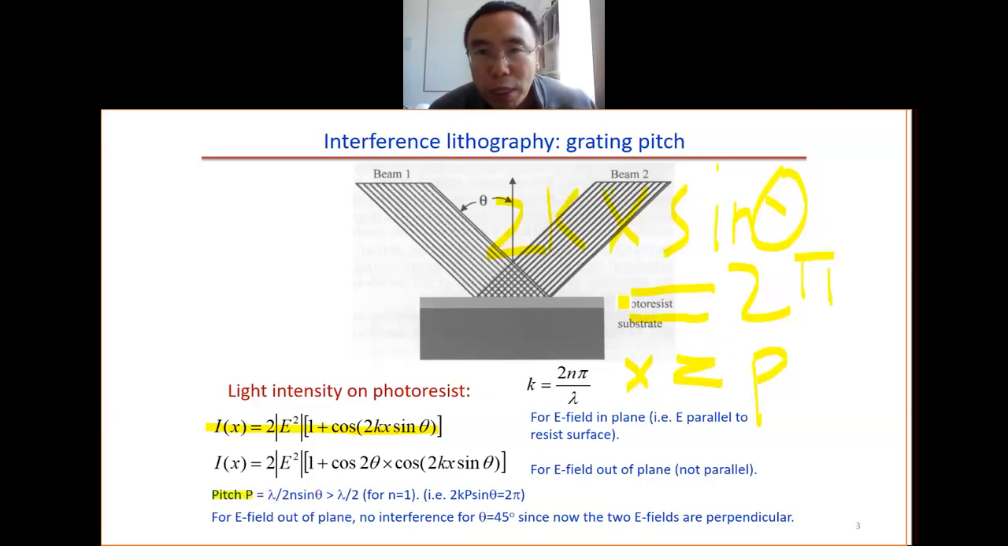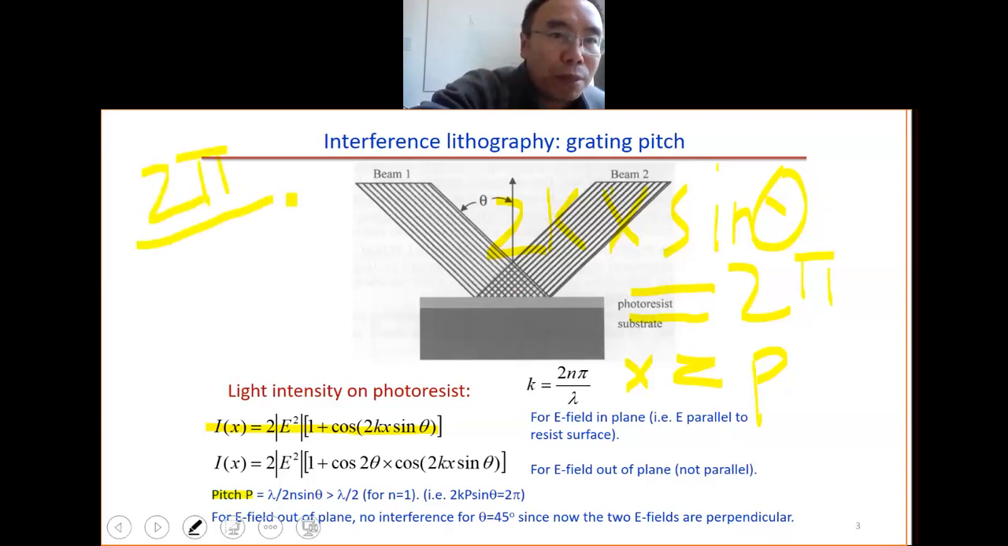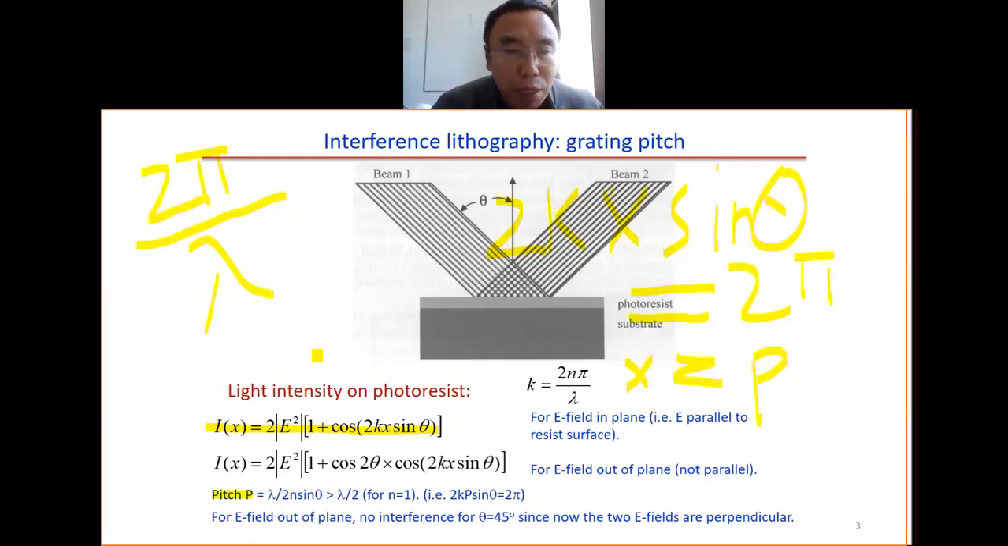So then we need to know what is the k. k is the wave vector of the beam, which is normally 2 pi over lambda. For the case of the medium, lambda becomes lambda over n. So in the end, you get 2 pi n over lambda. So this is the k. If you put the k here, you find out x. X is the period, which is given by lambda over 2n sine theta.